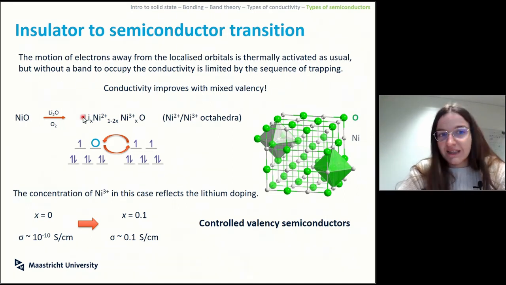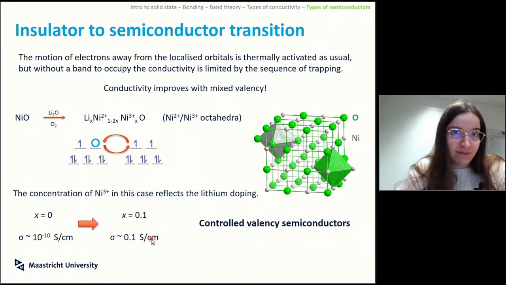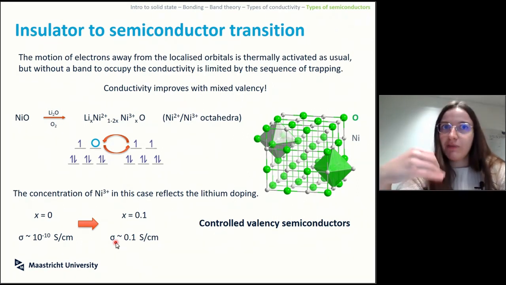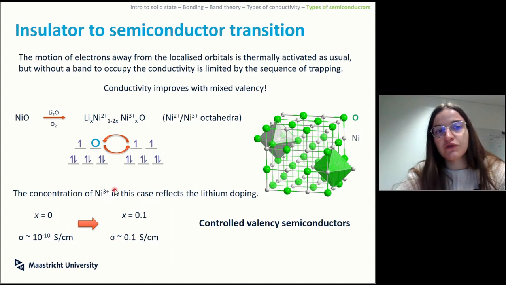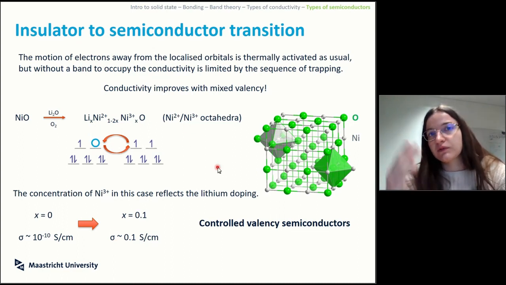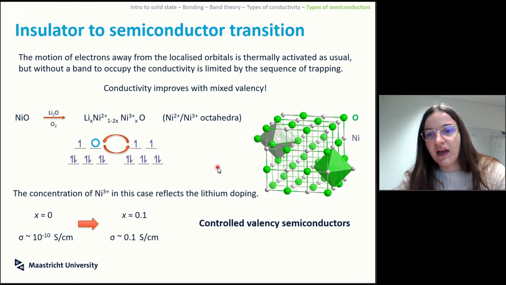If you add as little as 10% of lithium in this whole business and you make a material that is almost a nickel oxide, but not quite, then your conductivity increases by an order of magnitude or more, which is nice. And this is called a controlled valency semiconductor. So you control how much your material is capable of conducting by deciding how many holes you put in your structure.